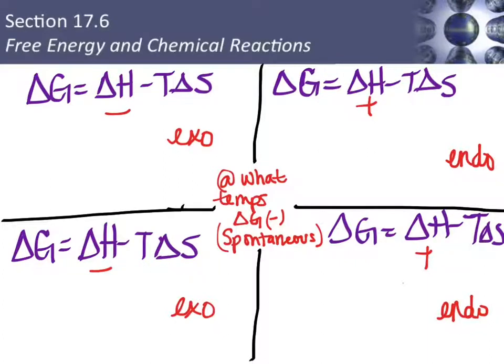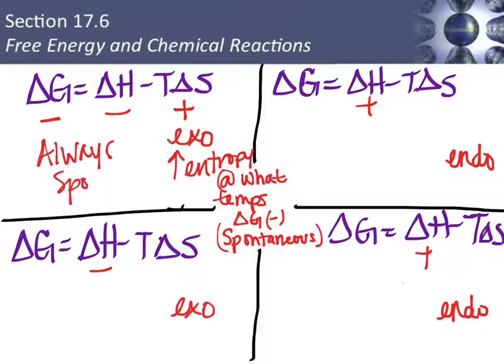So let's take a look at the very first, the top left-hand corner. If I increase entropy, what happens to delta S? What's the sign? Positive. Okay, so if I have a negative delta H minus T times the delta S, what is the sign of G going to be? Negative. Okay, so G is negative, which means that this is always spontaneous.